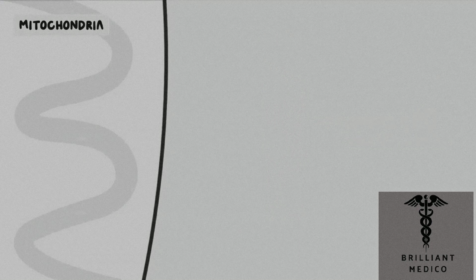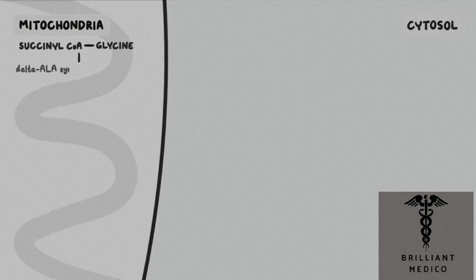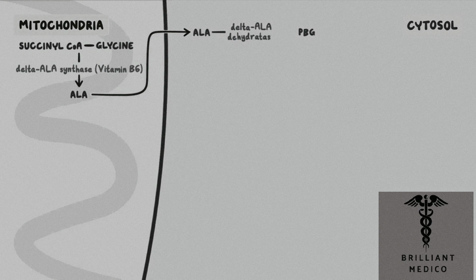The process of heme synthesis happens both within the mitochondria and the cytosol of a cell, and requires multiple enzymes to catalyze the numerous steps. It starts in the mitochondria, where succinyl-CoA binds to glycine via delta ALA synthase, which uses vitamin B6 as a cofactor to produce delta-aminolevulinic acid, or ALA. Then in the cytosol, delta-aminolevulinic acid is converted to porphobilinogen, or PBG, via delta-ALA dehydratase.